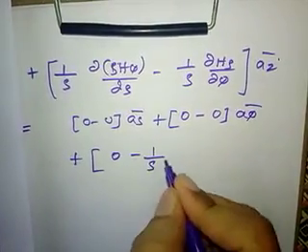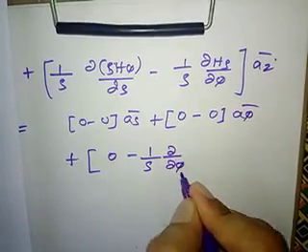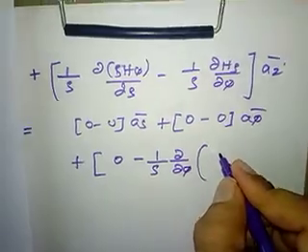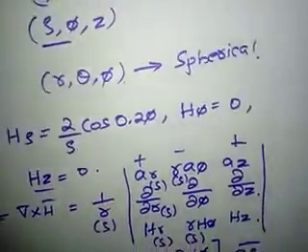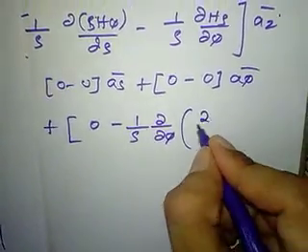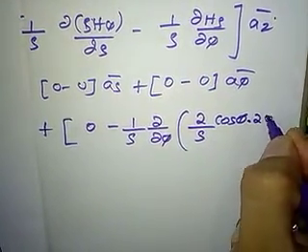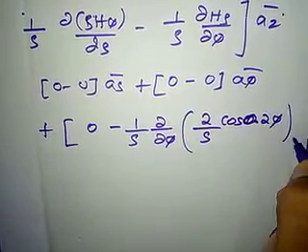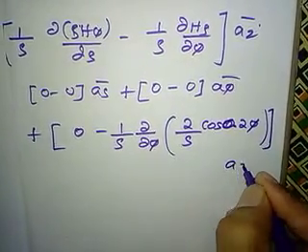Minus 1 by rho dou by dou phi of H rho. Substitute the H rho, it is given here, so substitute this: 2 by rho cos 0.25, this into a z bar.